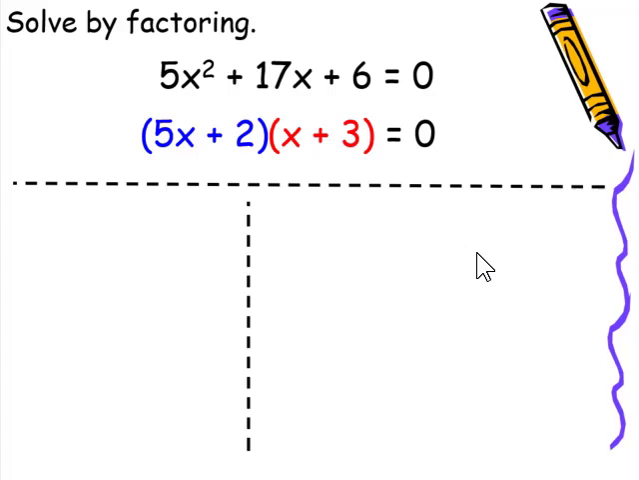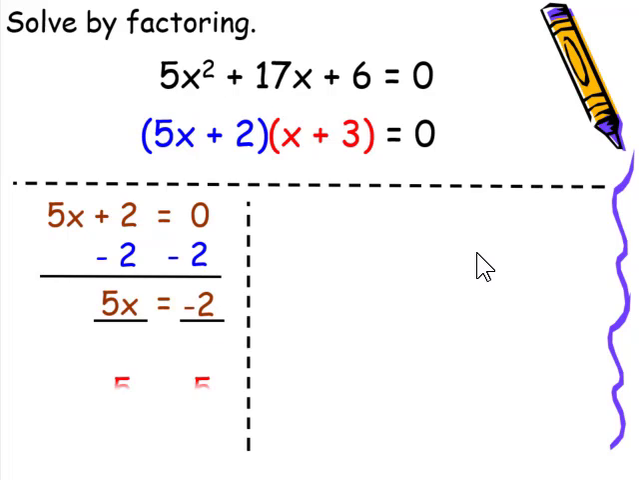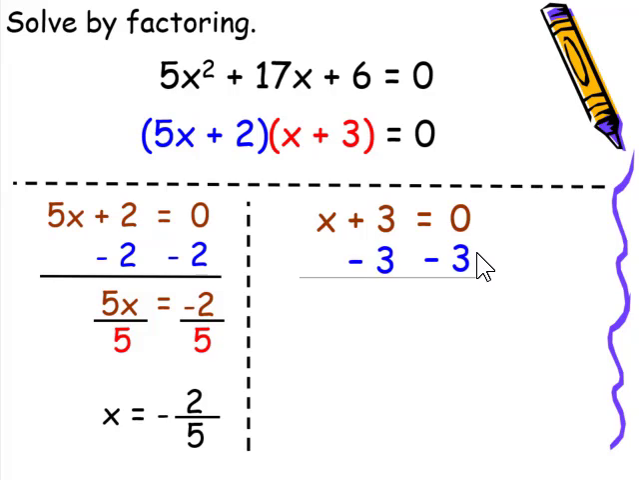Now to solve this, we can use the zero product property. 5x plus 2 is equal to 0, and solve. And x plus 3 is equal to 0, and solve. So our answers are -3 or -2/5.